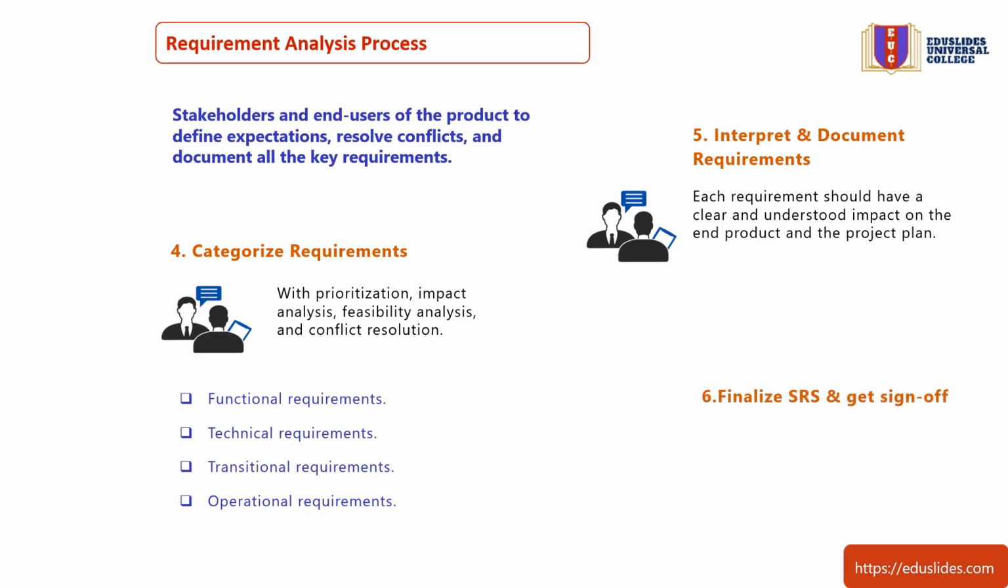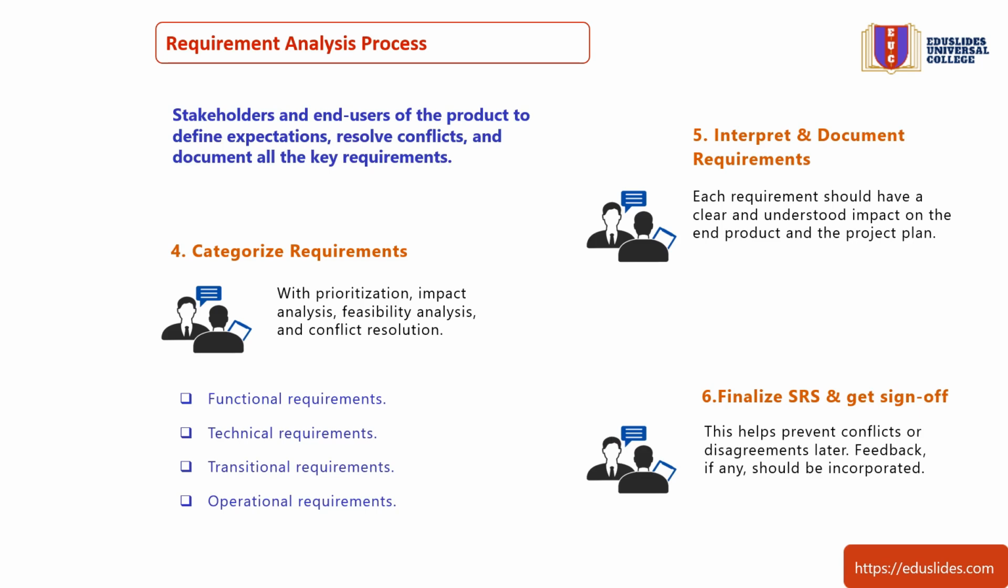Step 6. Finalize SRS and get sign-off. The SRS should be shared with key stakeholders for sign-off to ensure that they agree with the requirements. This helps prevent conflicts or disagreements later. Feedback, if any, should be incorporated. The SRS can then be finalized and made available to the entire development team. This document provides the foundation for the project's scope and guides other steps during the software development lifecycle, SDLC, including development and testing.